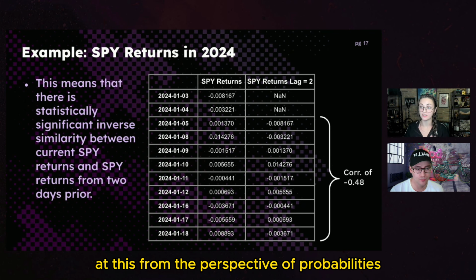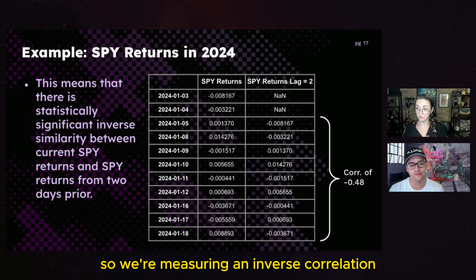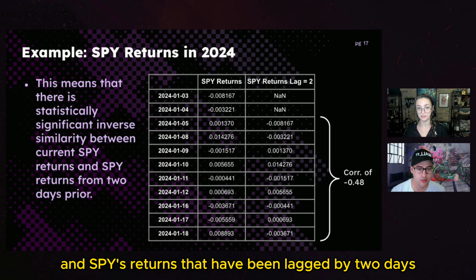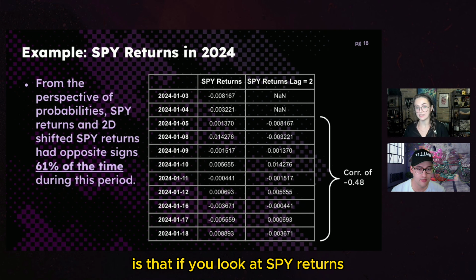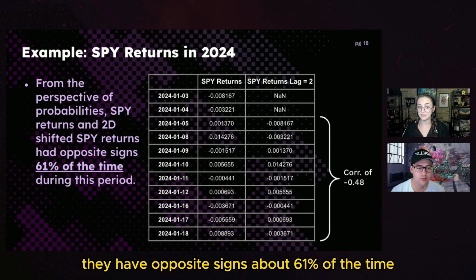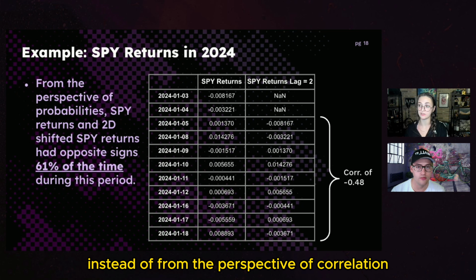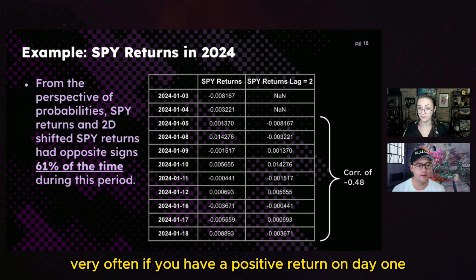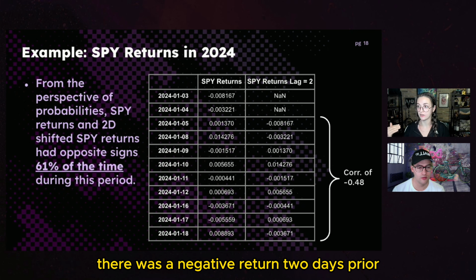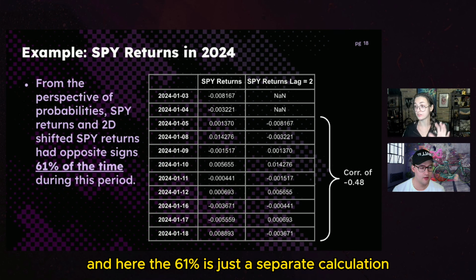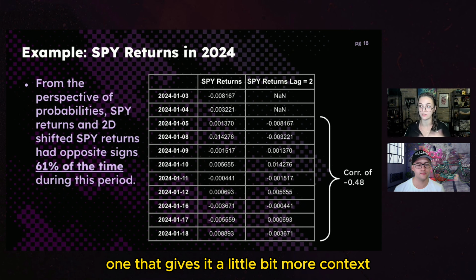So let's look at this from the perspective of probabilities. We're measuring a significant inverse correlation between SPY's returns and SPY's returns that have been lagged by 2 days. So what that means in terms of probabilities is that if you look at SPY returns and the 2-day shift of SPY returns, they have opposite signs about 61% of the time. So just looking at this from the perspective of probabilities instead of correlation, what we can see is that 61% of the time, so actually very often, if you have a positive return on day 1, there was a negative return 2 days prior. There's a pattern in the relationship that we can statistically measure using this autocorrelation. And here the 61% is just a separate calculation, but hopefully one that gives it a little bit more context.